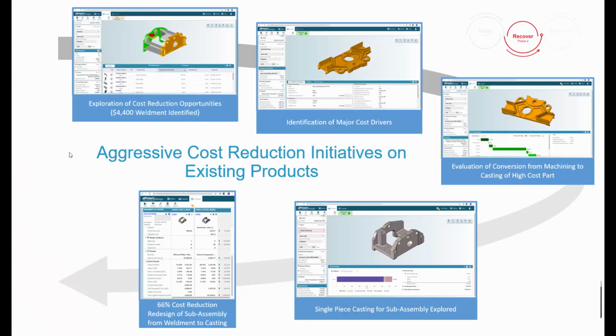Using this fully integrated approach, engineering was able to explore and find cost reduction opportunities by identifying major cost-driving components. Leveraging the cloud platform, the design team was able to collaborate and evaluate multiple iterations, from the part to the assembly level, and come up with significant value engineering savings.